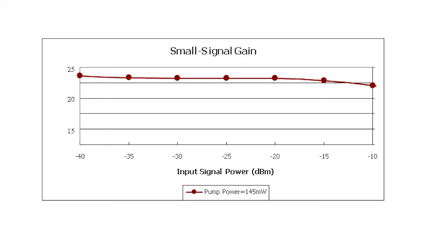Input signal power versus gain to find small signal gain. The plot shows that the gain is relatively flat until the input signal power is increased to a certain level. This flat region from minus 35 dBm to minus 20 dBm is the small signal gain region.